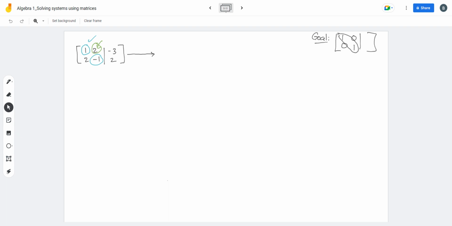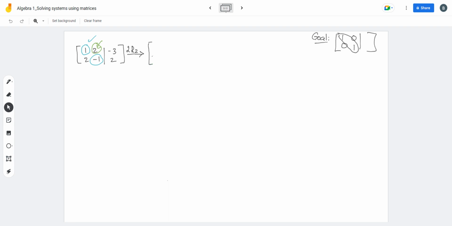My strategy here is I'm going to multiply 2 by row 2, and then I'm going to add it to row 1. Later on, if you're familiar with this, then you can combine steps. But in this case, I'm just going to go step by step, small step by small step.